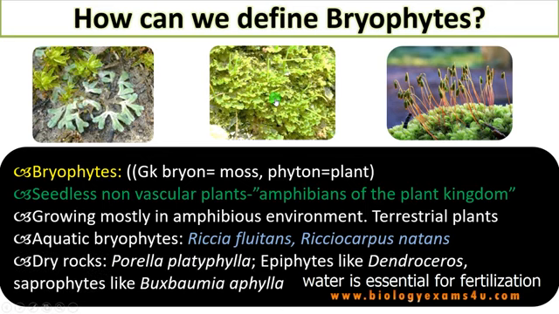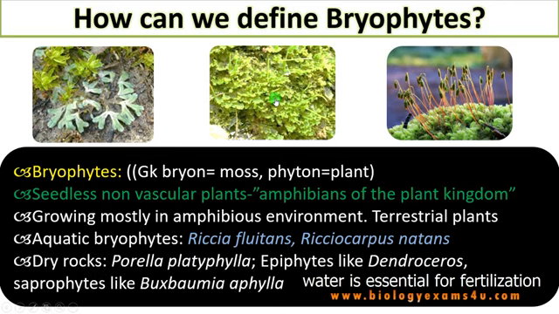Now let us understand the three classes in detail. The first class is Hepaticopsida or liverworts. They are called liverworts because these plants are widely used by herbalists for the treatment of liver ailments. Let us see the life cycle to understand the characteristics of this class.